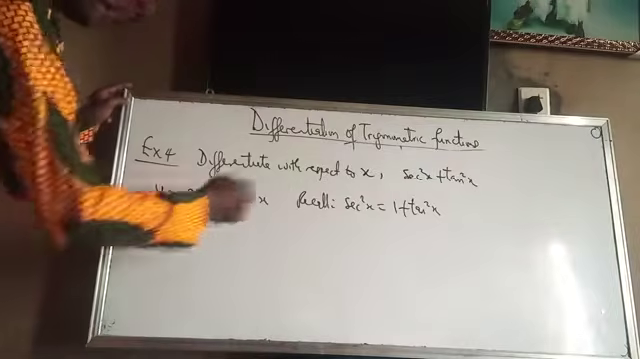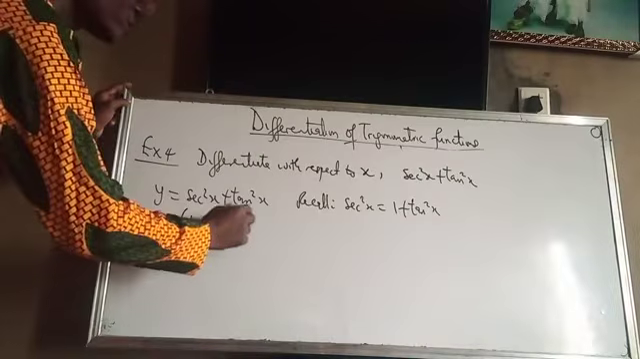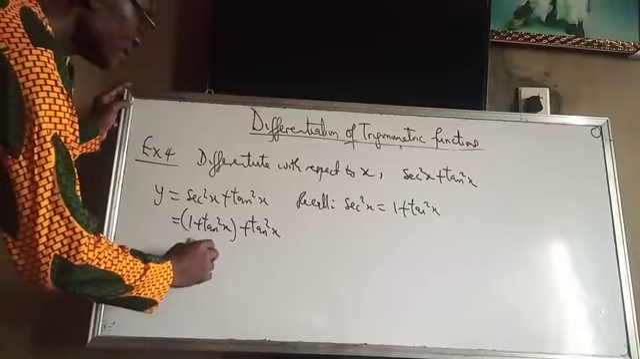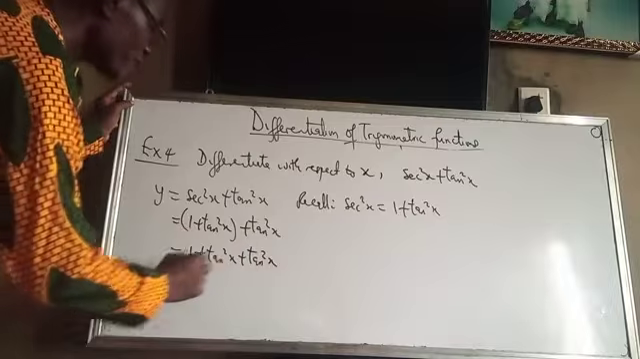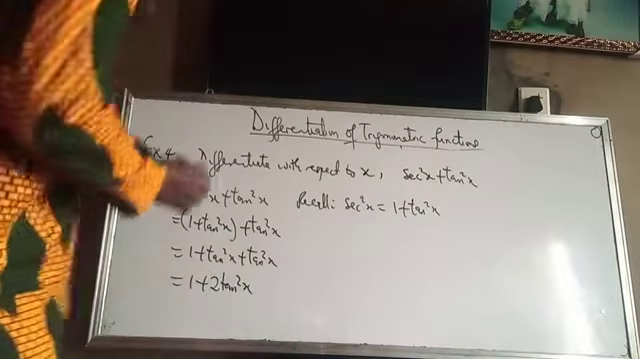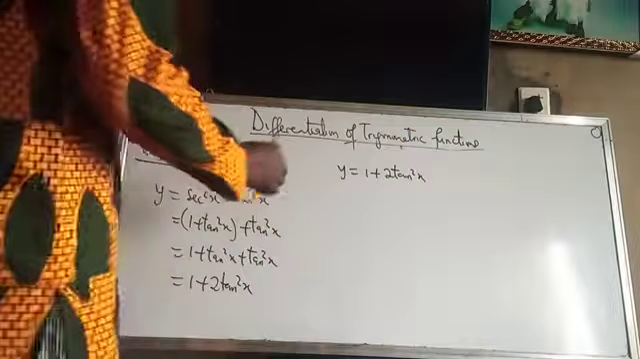So this will be what? Instead of sec square x, you write 1 plus tan square x there, then plus tan square x. So by the time you expand this, you have 1 plus tan square x plus tan square x. This will give us 1 plus 2 tan square x. So what we want to differentiate is 1 plus 2 tan square x. That is, we want to differentiate y equals 1 plus 2 tan square x.